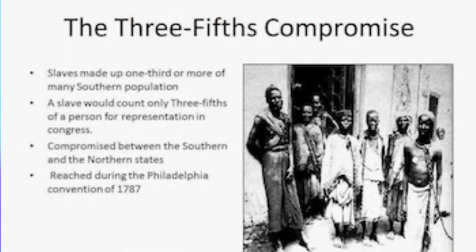Slavery also divided the convention. The southern states wanted enslaved people to count toward representation in the House, but not for taxation. Northerners argued that enslaved people should not be counted. It was agreed that each enslaved person would count as 3/5 of a person. This was called the 3/5 Compromise. Yuck, I love you, America, but you aren't perfect.